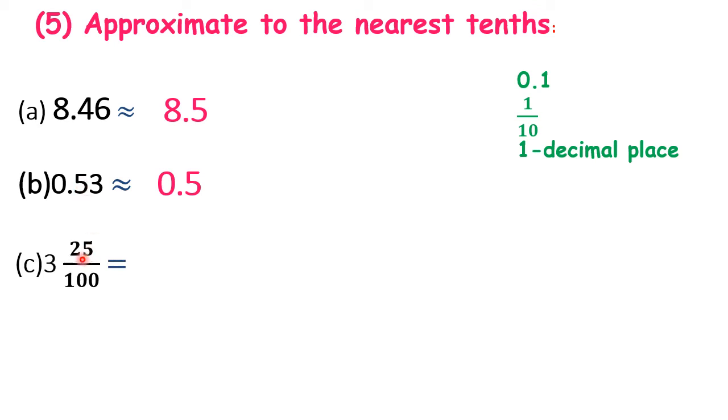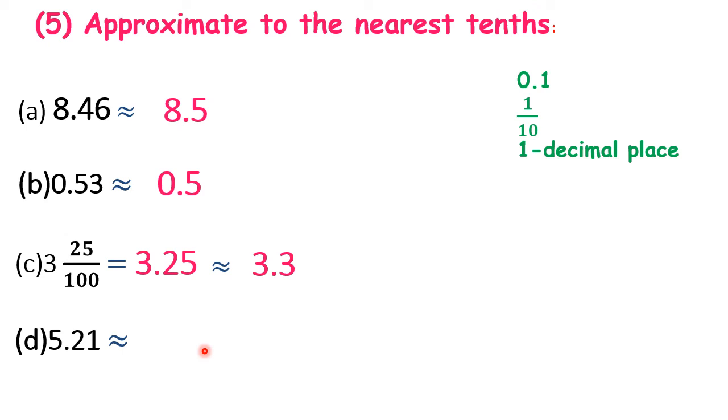The same. 3 and 25 over 100. To approximate to the nearest tenth, it must be a decimal number. Okay, convert to a decimal number, put 3, put a point, and put 25 after two decimal places, and approximate to the nearest tenth. 2, put a line in 2 and look at the 5. 5 is a strong number, give me 1. Okay, so the approximation is 3.3.